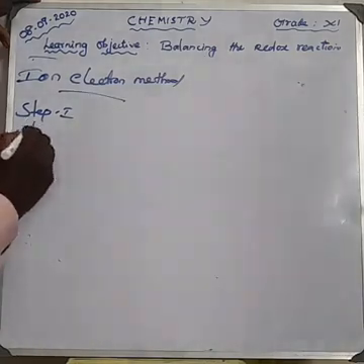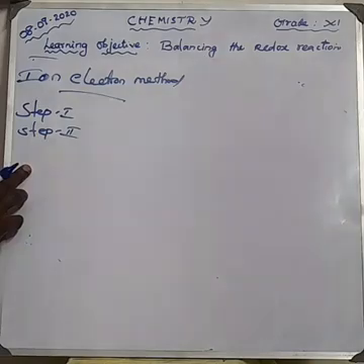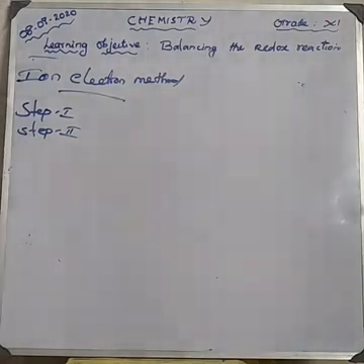Step 2. What is step 2? Here, let us write 2 separate half equations for oxidation and reduction. We should write two steps for the half equation for oxidation and reduction.